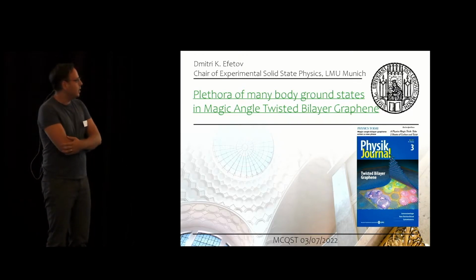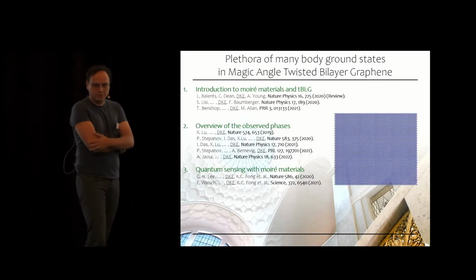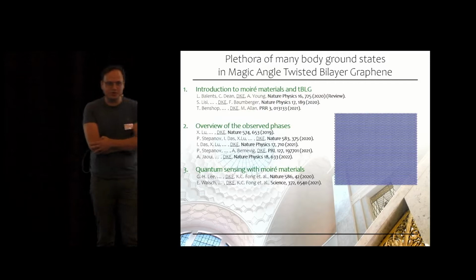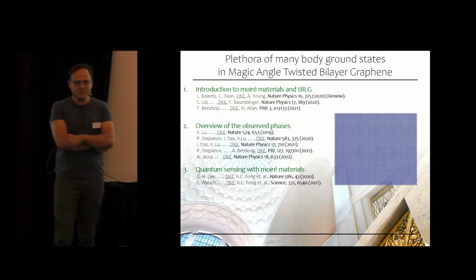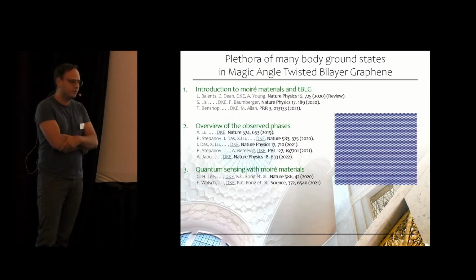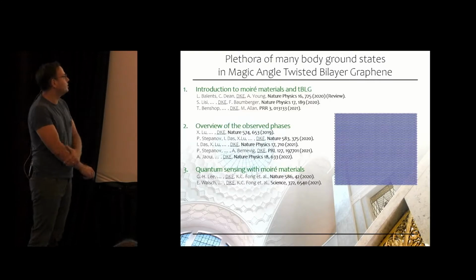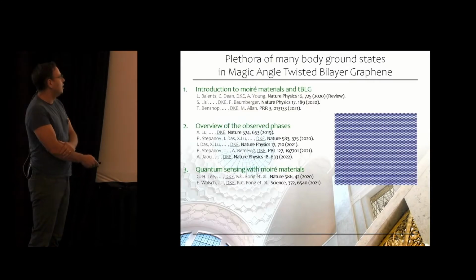So, as mentioned, I'll talk about twisted bilayer graphene, and I'll try to make as general of an introduction as possible. But of course, maybe still a lot of details for people who are not really familiar with the topic. But basically, I'll try to give some overview of moiré materials and twisted bilayer graphene in general.